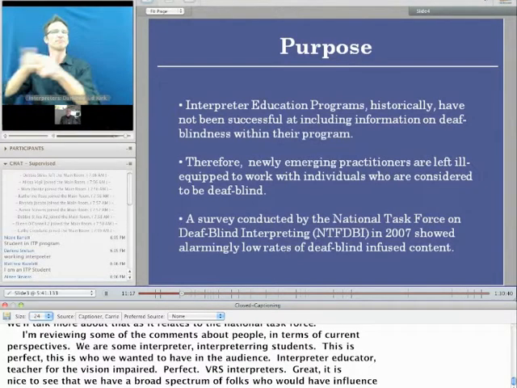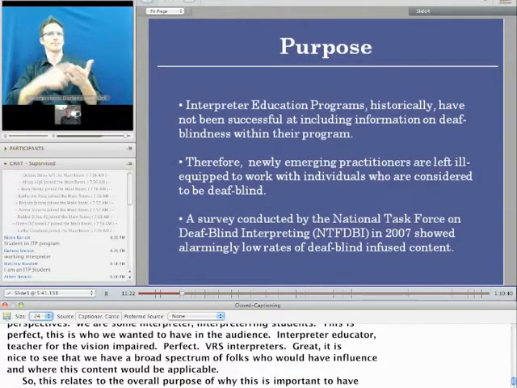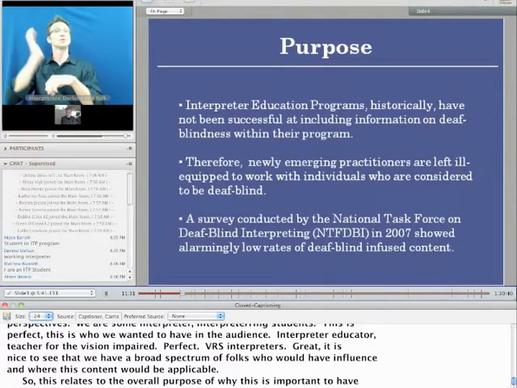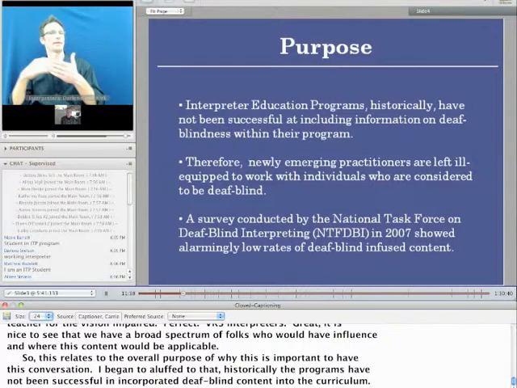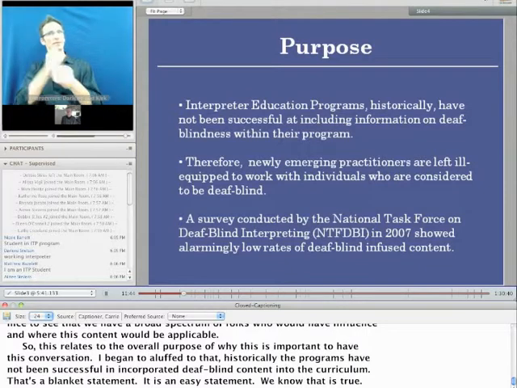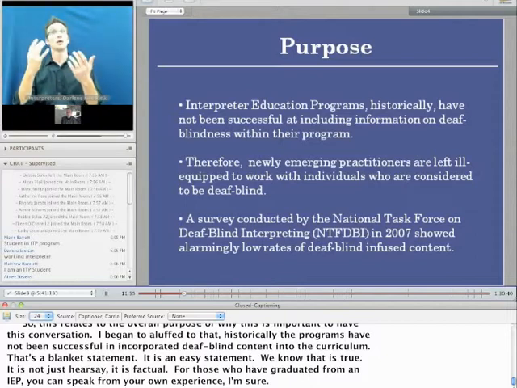So this relates to the overall purpose of why it is important to have this conversation, and I began to allude to that. Particular to the interpreter education programs, historically they have not been successful in incorporating deafblind related content into the curriculum. That's a blanket statement. It's an easy statement, and we know that that's true. It's not just hearsay. It's factual. And for those of you who have graduated from an IEP, you can speak from your own experience, I'm sure. Because there's no main requirement of what sort of content should be incorporated.